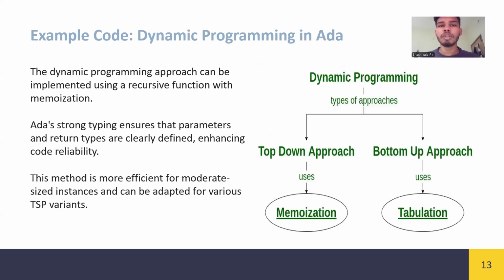So the next one, the example code for dynamic programming. The dynamic programming approach can be implemented using a recursive function with memoization. Ada's strong typing ensures that parameters and return types are clearly defined, enhancing the code reliability. This method is more efficient for moderate-size instances and can be adapted for various TSP variants.